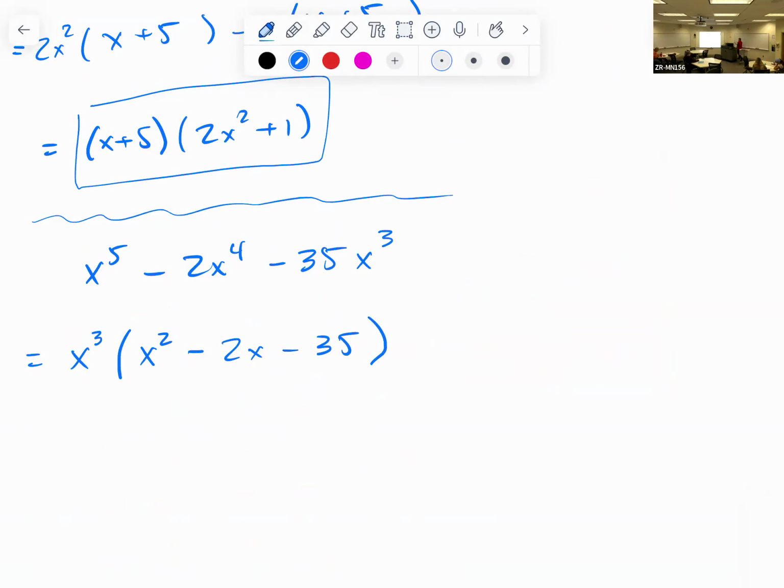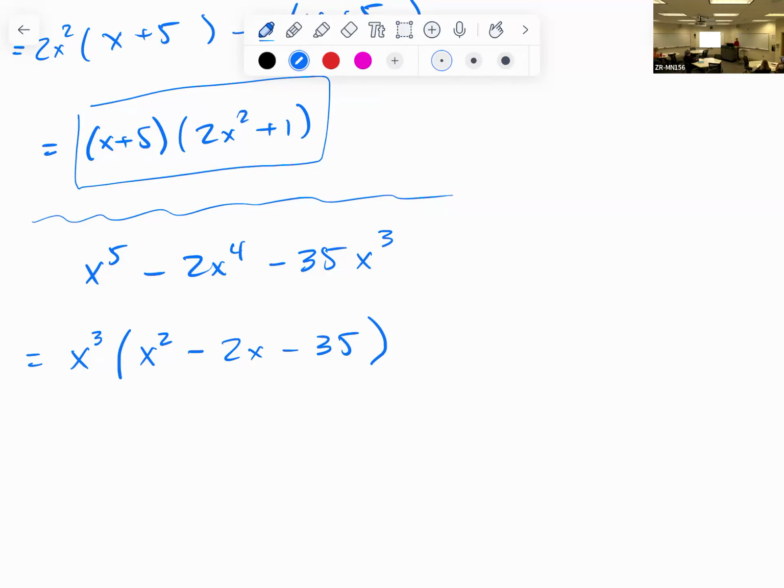Once you have the greatest common factor, again, we're always focusing on whatever is remaining inside the parentheses. What is inside the parentheses here? x squared minus 2x minus 35. 3 terms, that's what you guys are saying. Yes, 3 terms. What do we call this, when it's got an x squared and 3 terms? Quadratic, it is called a quadratic.